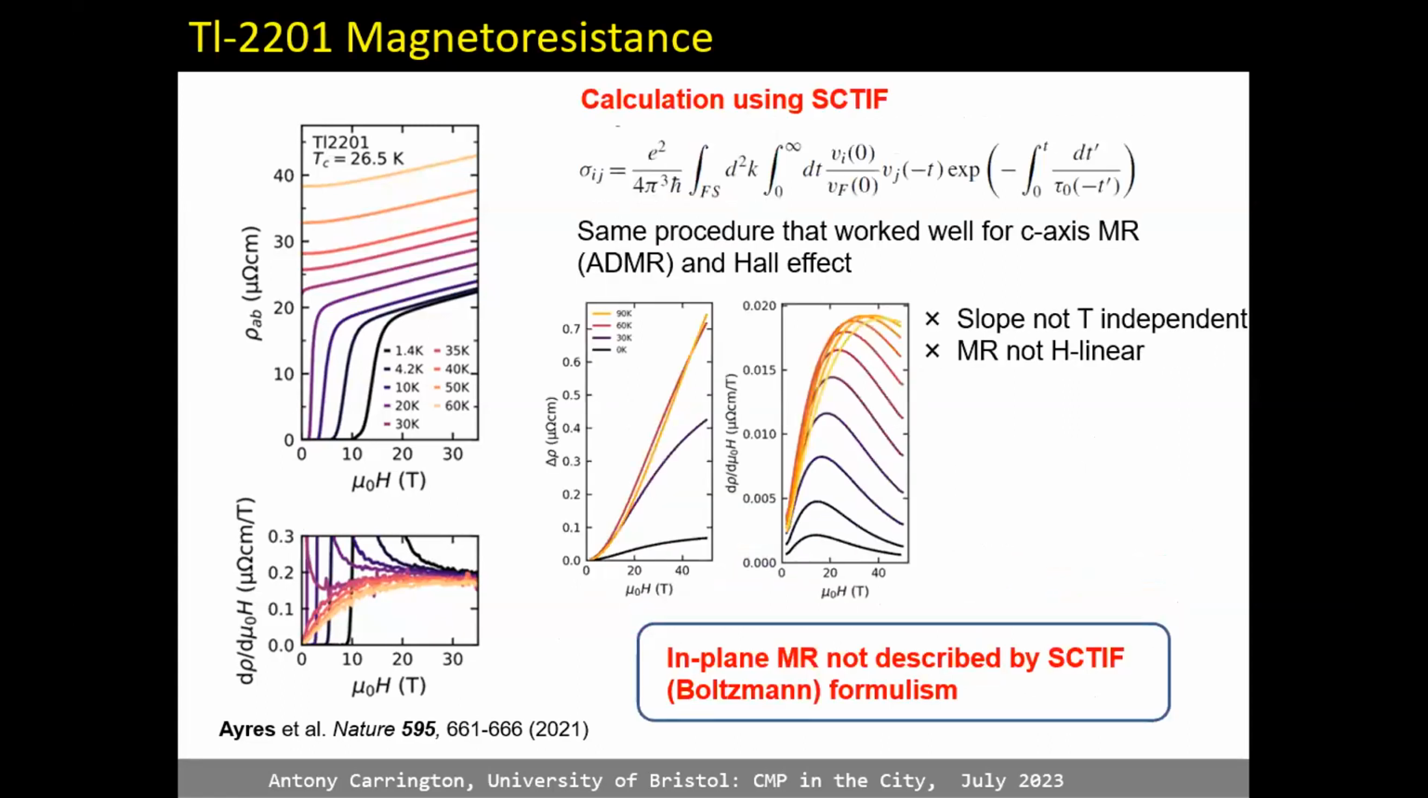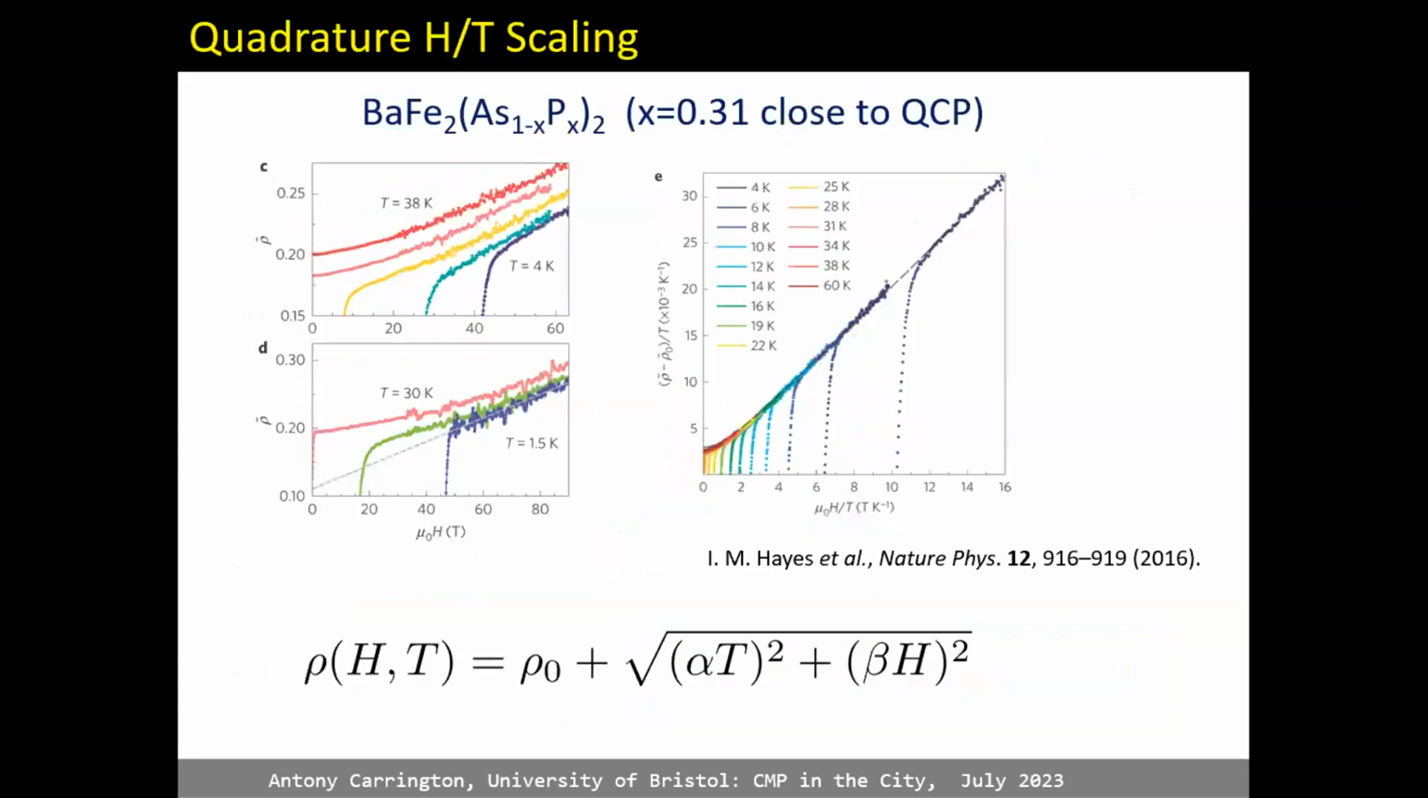And in fact, if we try to model it with the good old Shockley tube integral formula, that gives an answer which is completely wrong. It doesn't look like the experiment at all. So the slope you get out of this, this is the derivative, you don't get a constant slope, it's not H linear, and it varies a lot with temperature, which it doesn't in experiment.